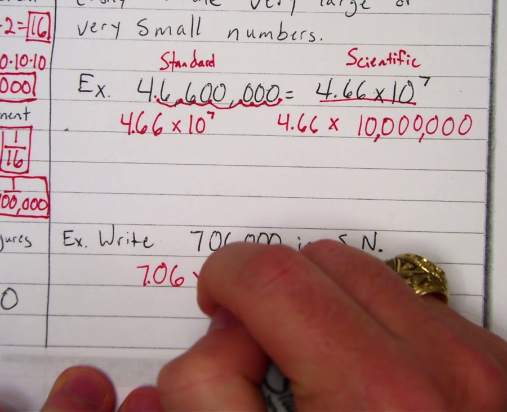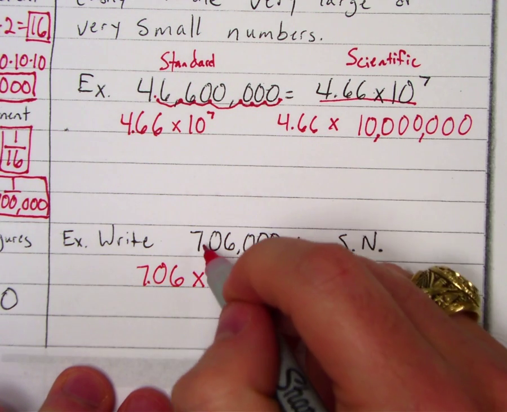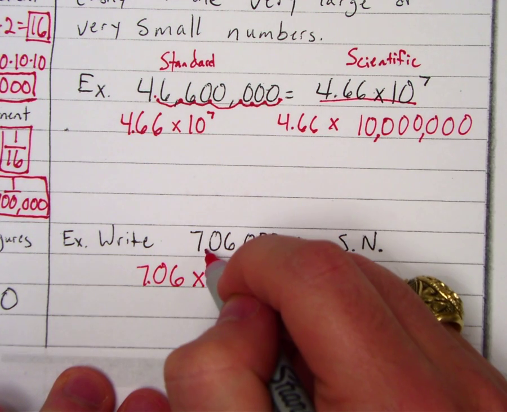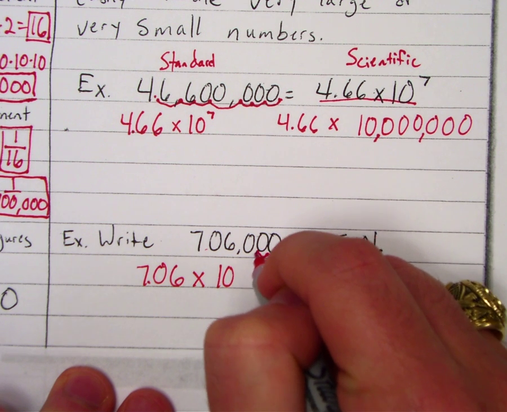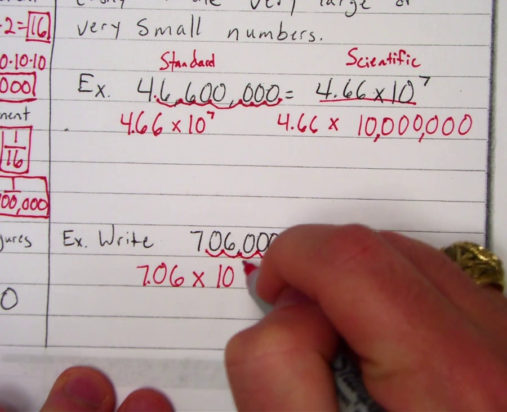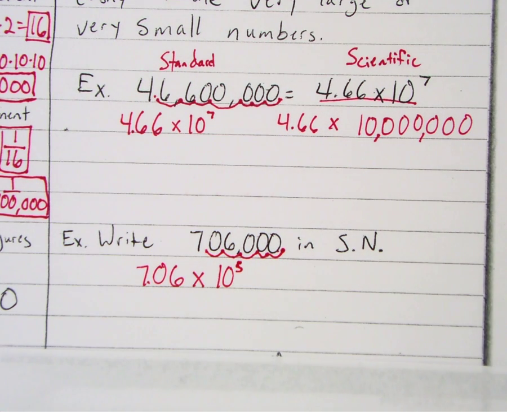And now we're going to multiply that times 10 raised to the something power. Well, how many did we move over to get to our new decimal point? Let's look from here. 1, 2, 3, 4, 5. So, 10 to the 5th. 7.06 times 10 to the 5th. And that's all the work you need to show.